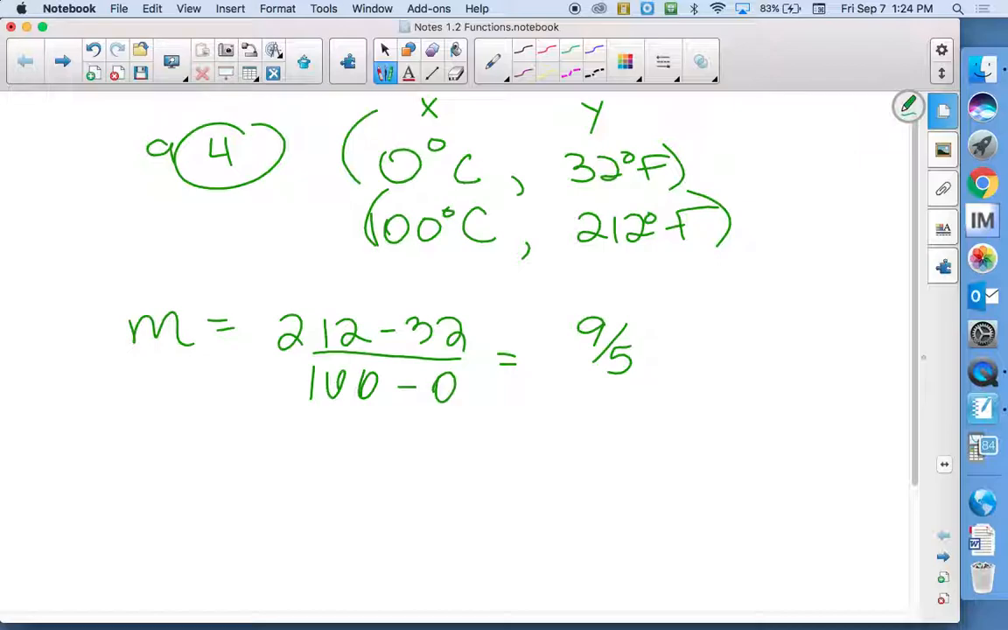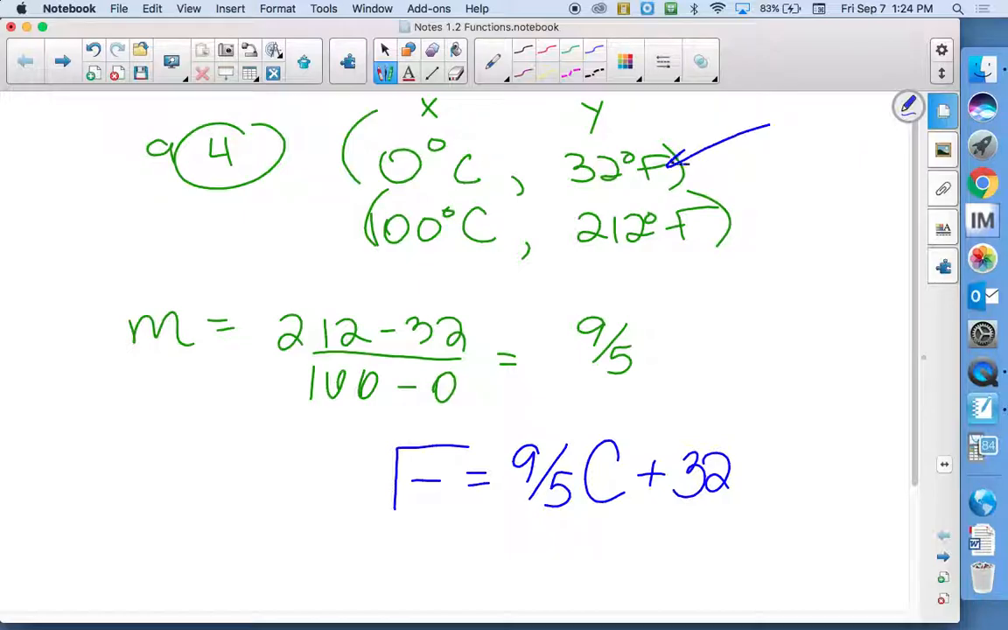How do you get the y-intercept? Libby? Well, I did different letters for Fahrenheit and Celsius. So I did F equals the slope, so that'd be 9/5, C for Celsius, and then I did plus 32 because that would be the y-intercept. Perfect. Right here is your y-intercept, because 0 is x, y is 32 degrees. So if you had it as y equals 9/5 x plus 32, that's fine.